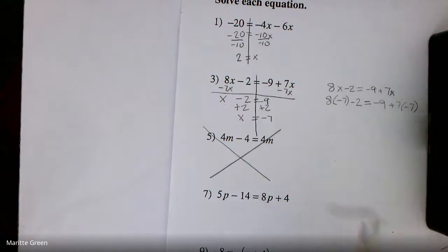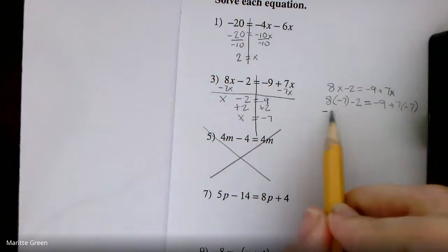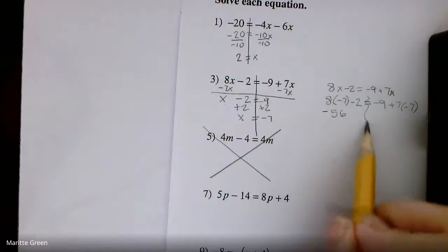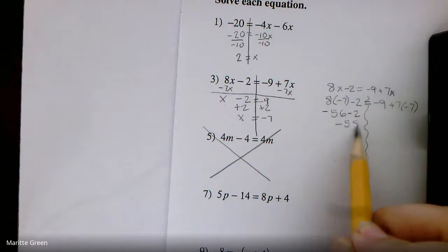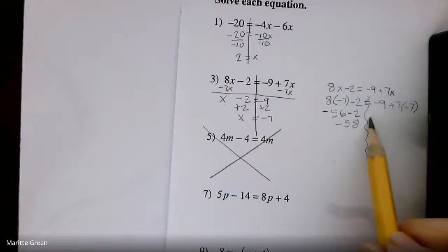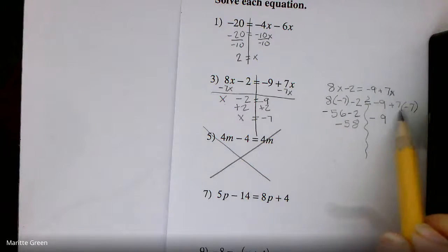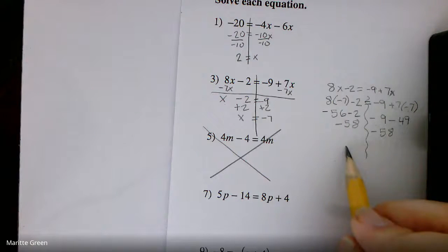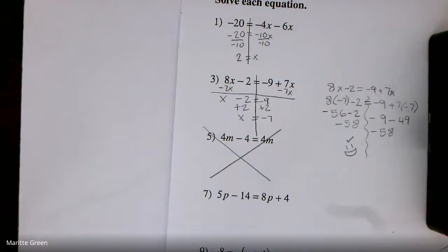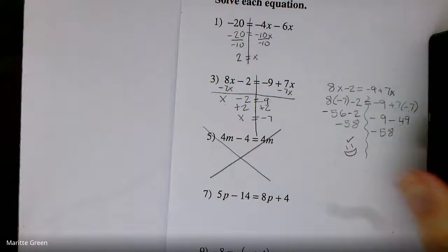So we will see if it's right. This is negative 56, not crossing the line, minus 2. It's going to be negative 58 over here. Now I have negative 9, and then negative 7 times 7 is negative 49. Negative times a positive is a negative. 49 plus 9, because they're both negatives, same sign add, is negative 58. So check, ahead is happy.